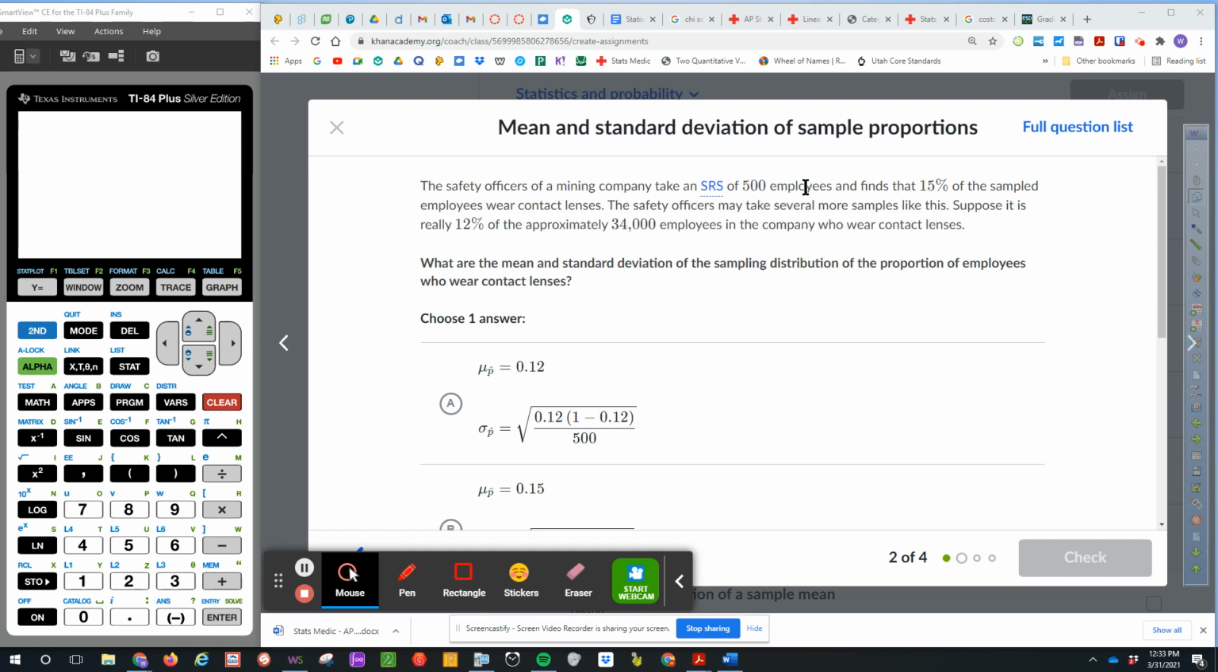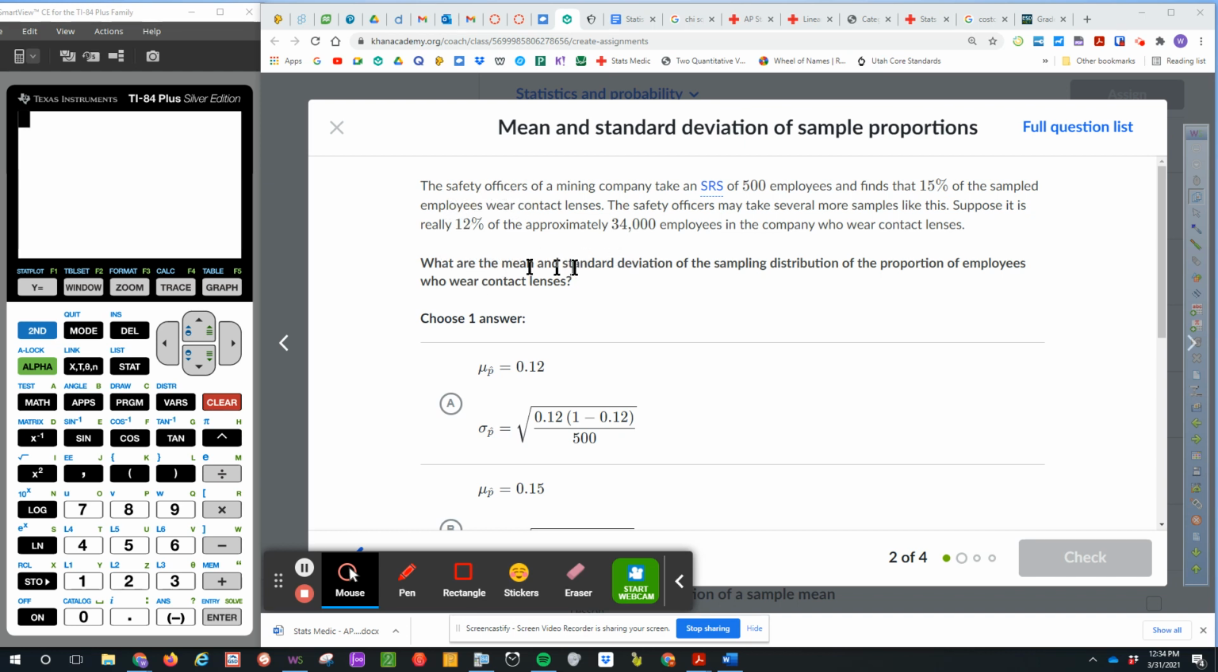So, an SRS of 500 employees finds that 15% of the sample employees wear contact lenses. The safety officer may take several more samples like this. Suppose it is really 12% of the approximately 34,000 employees in the company who wear contact lenses. So here, suppose it is really 12%, but in the simple random sample, only 15% were found to wear contact lenses.